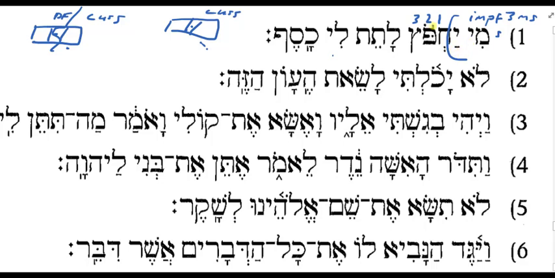Hifil does. But look at the root 2 theme vowel. It's holem. Which stem gets holem theme vowels in the imperfect? The qal. So the first part looks hifil, but the second part looks qal. The hifil would have what vowel class for root 2? The theme vowel. It wants hireq, hireq yod, or tsere, right? It wants an I-class vowel.